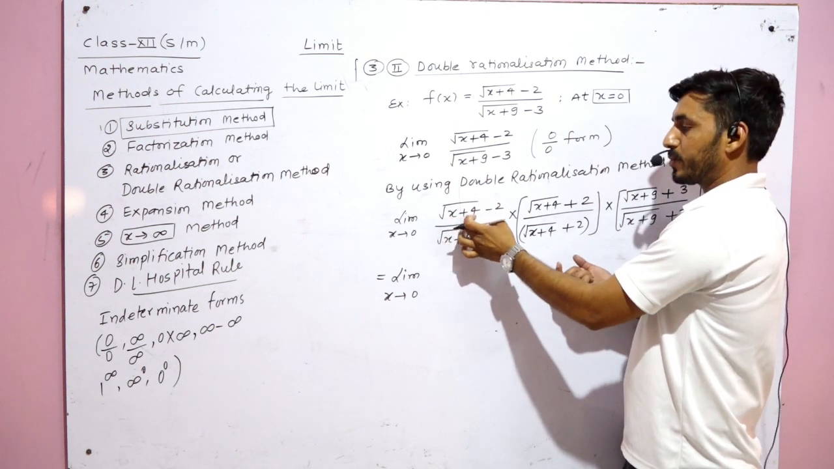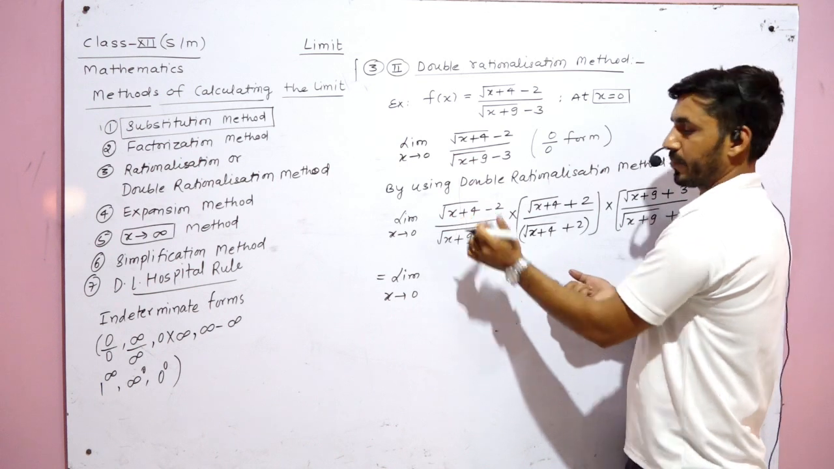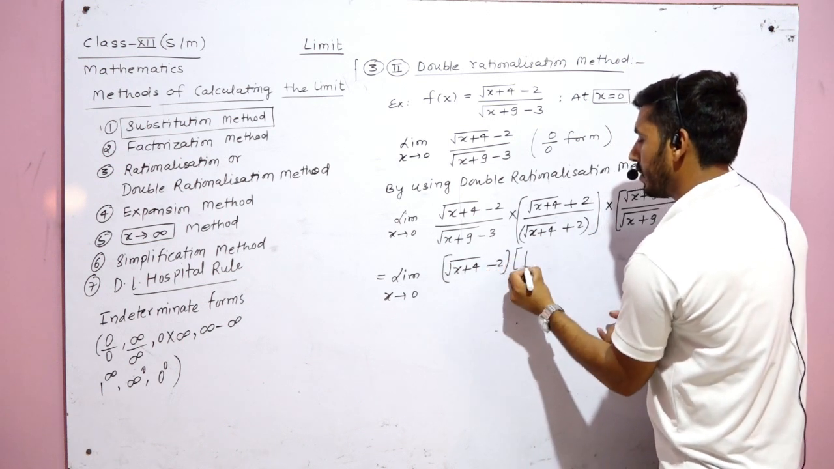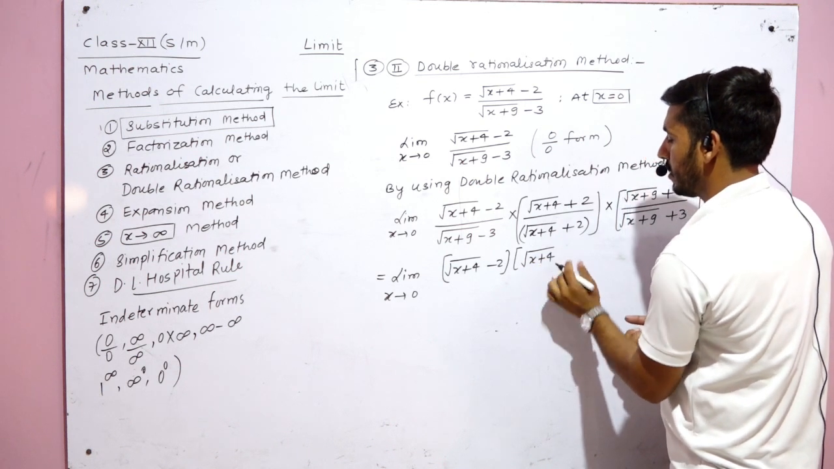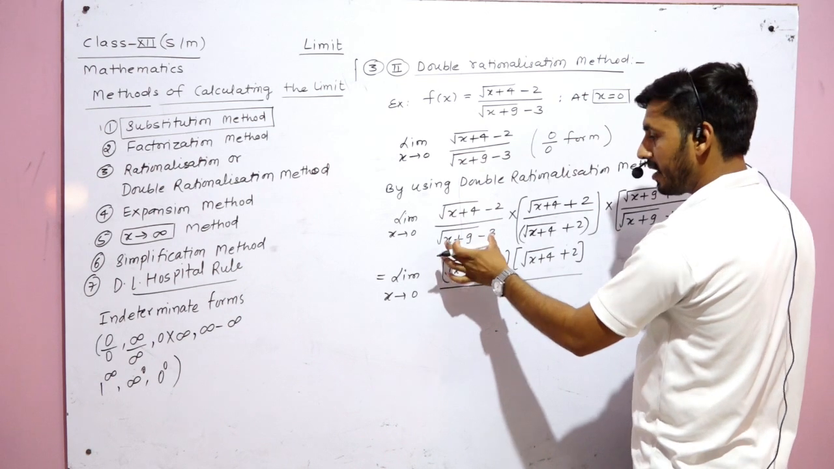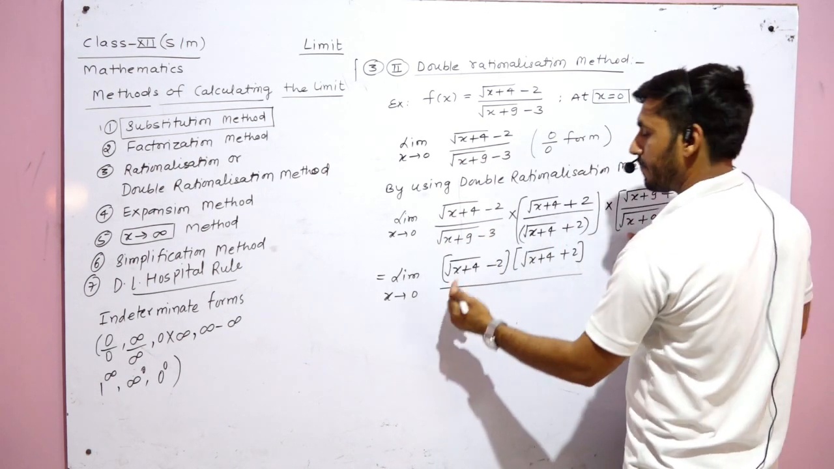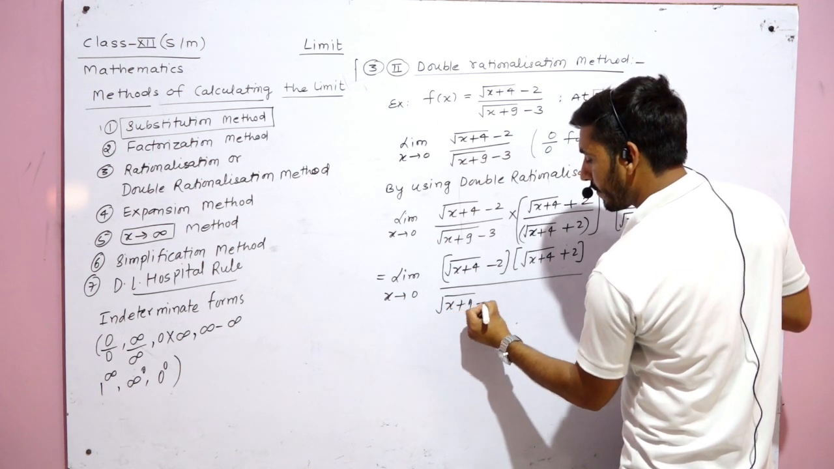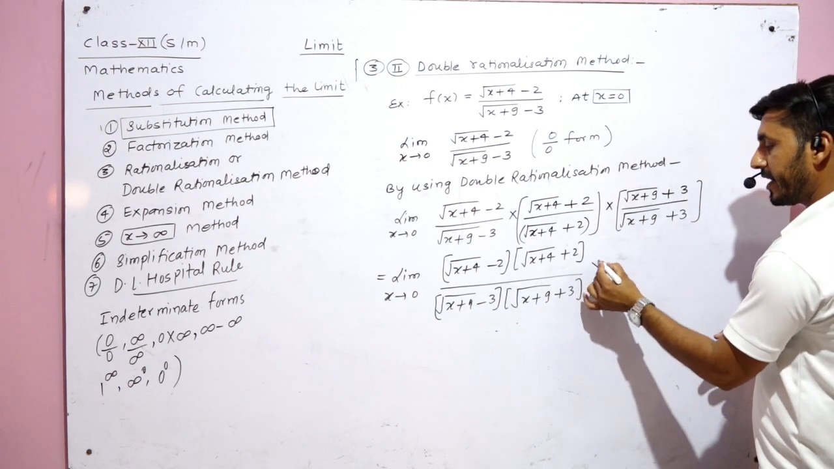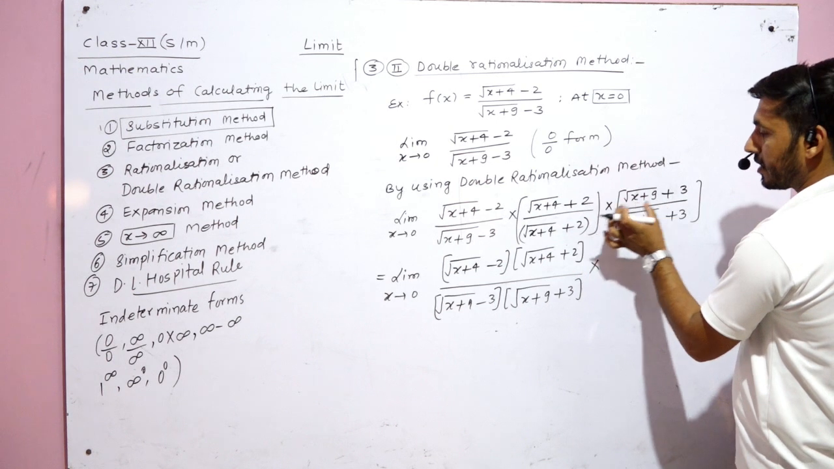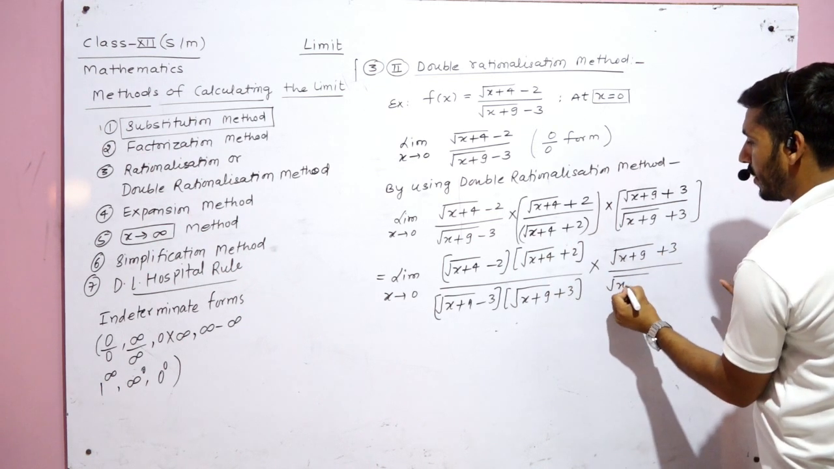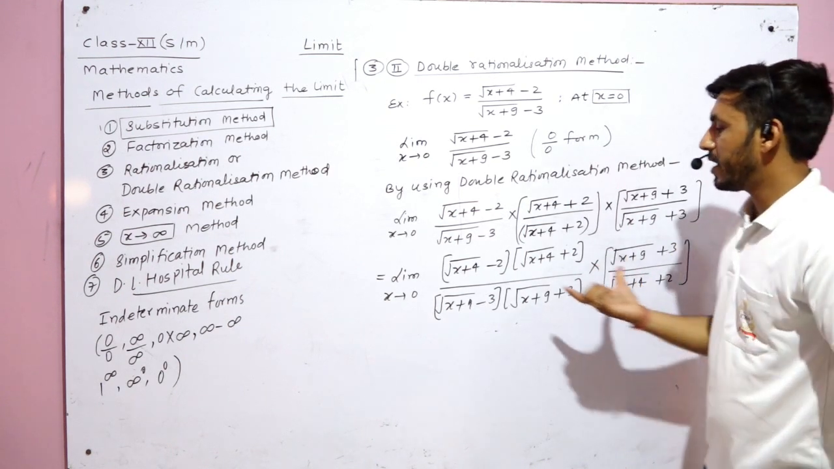Here the given term is root of x plus 4 minus 2, and we will take this term along with this term. Then the term will be written as root of x plus 4 minus 2 into root of x plus 4 plus 2. Same in the denominator, we will take this term along with this term, so that the rationalization will apply: root of x plus 9 minus 3 into root of x plus 9 plus 3. And the remaining terms we can write here: root of x plus 9 plus 3 upon root of x plus 4 plus 2. Okay, first we have to solve these terms.